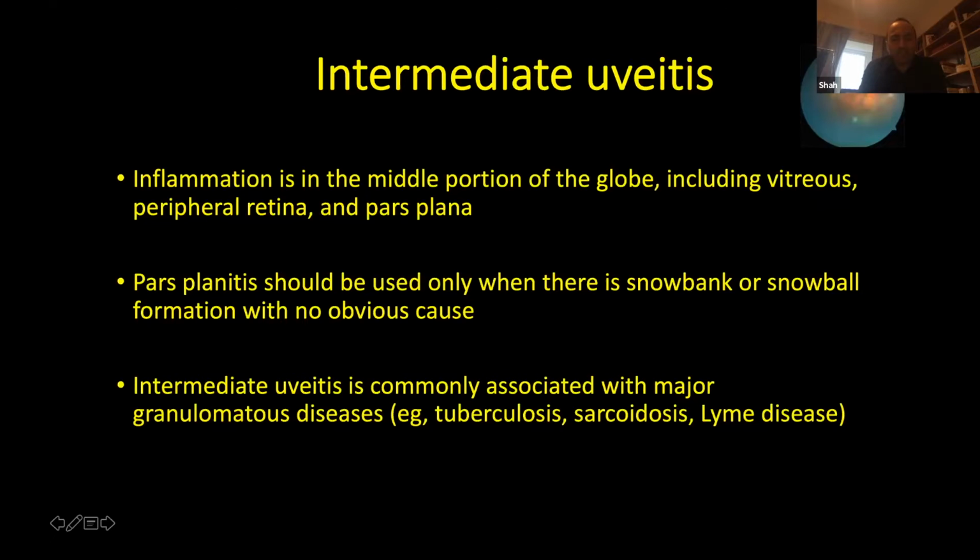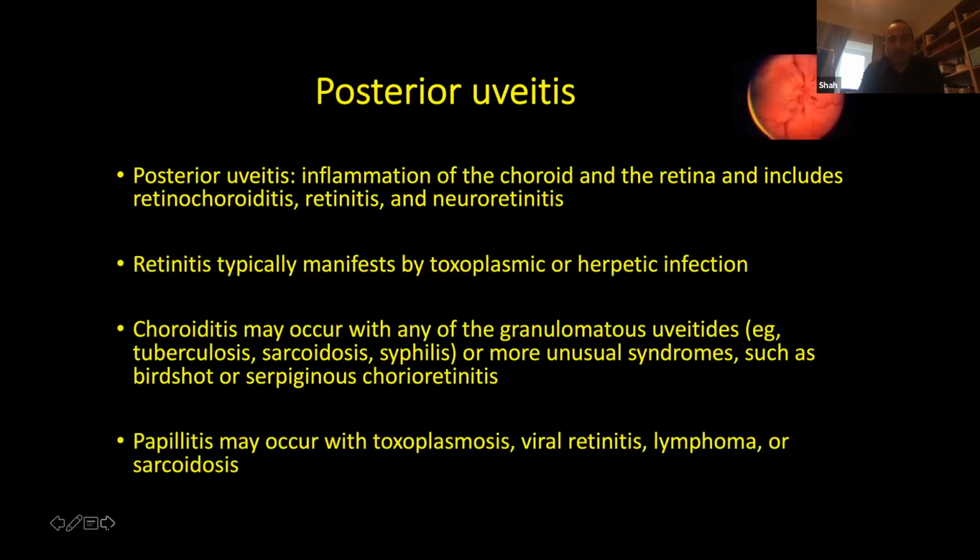Postplanitis is another term that you may have heard, and in that condition you see snowbank and snowball formation, which I will show to you shortly. Intermediate uveitis is important because it's often associated with some major conditions such as sarcoidosis, TB, and Lyme disease. So a thorough history is very important. We'll get to causes in a minute.